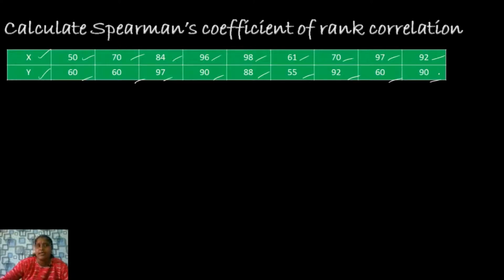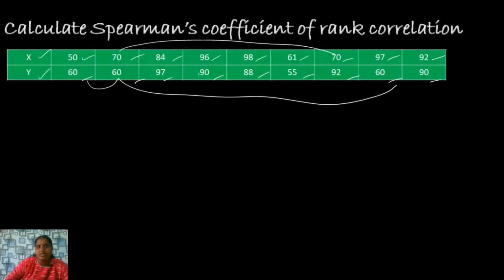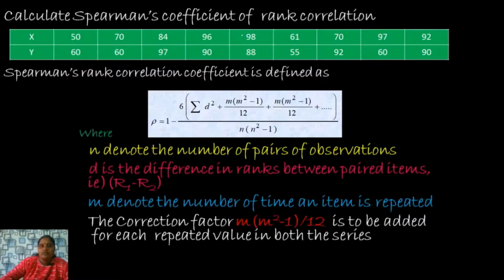Look here. In the values of x, the value 70 is repeated 2 times. And in the given values of y, 60 is repeated 3 times and 90 is also repeated 2 times. So we have to use the formula rho is equal to 1 minus 6 times sigma d square plus m square minus 1 over 12 plus m square minus 1 over 12 plus etc., over n times n square minus 1.